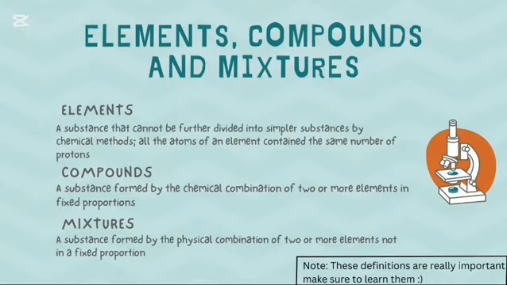An element is a substance that cannot be further divided into simpler substances by chemical methods. All of the atoms of an element contain the same number of protons. A compound is a substance formed by the chemical combination of two or more elements in fixed proportions. A mixture is a substance formed by the physical combination of two or more elements, not in a fixed proportion.